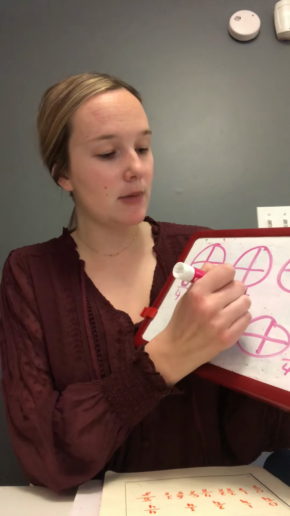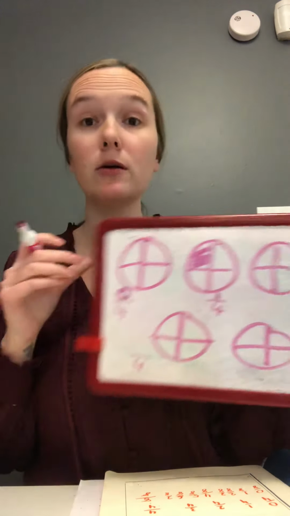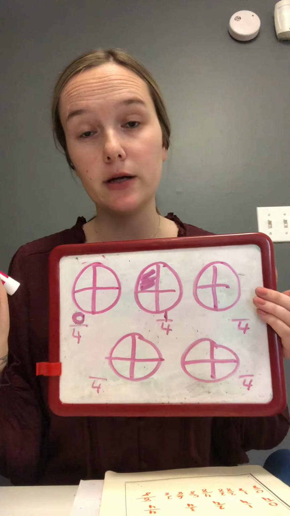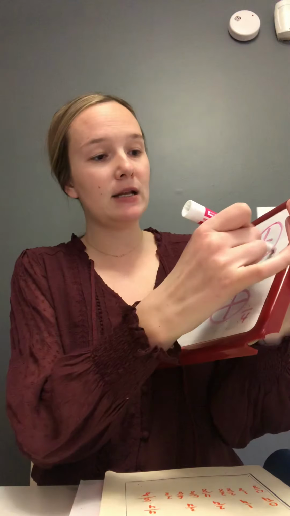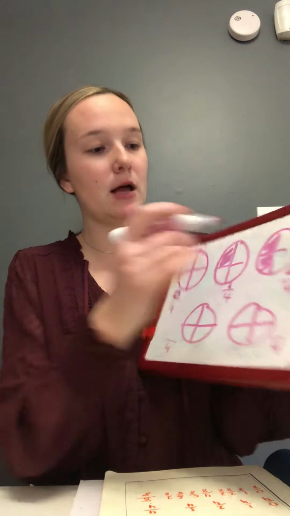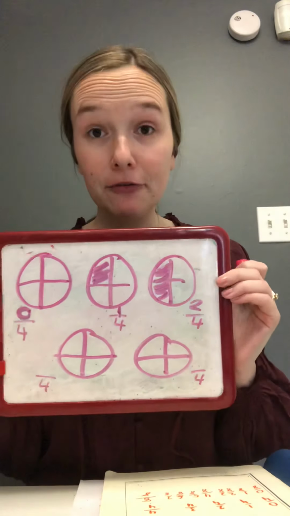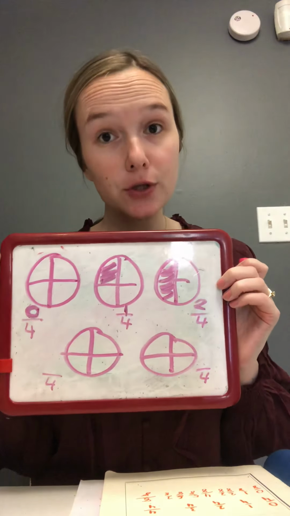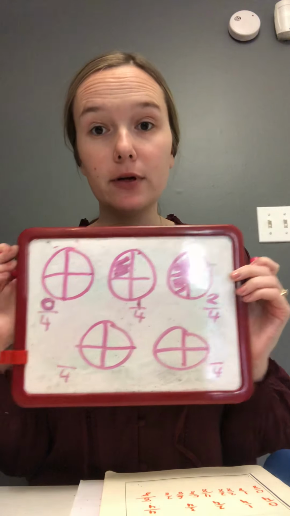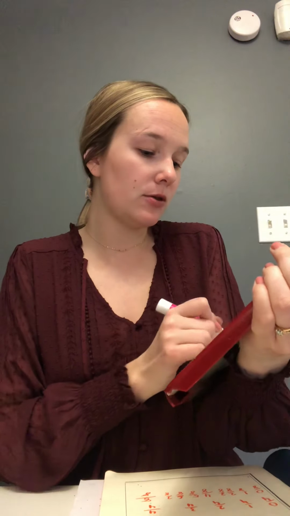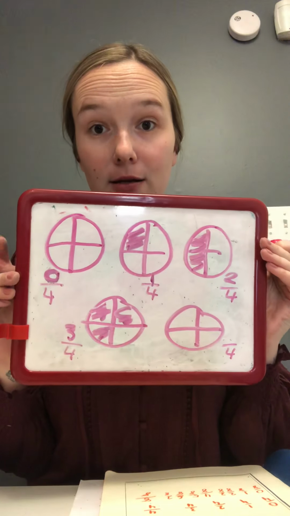The next one, I'm gonna make 1 out of 4. So 1/4 of it is colored in. The next one, I'm gonna make 2 out of 4. So I'm gonna color in 2 pieces. Half, that means half, because 4 divided by 2 is 2, and half of my pizza is covered. The next, I'm gonna make 3 out of 4. So 3 out of 4 are colored in.